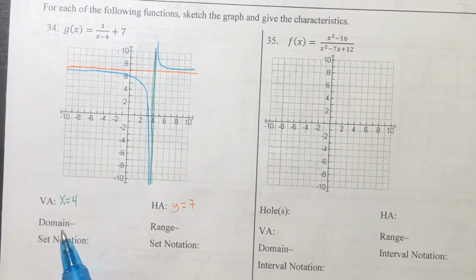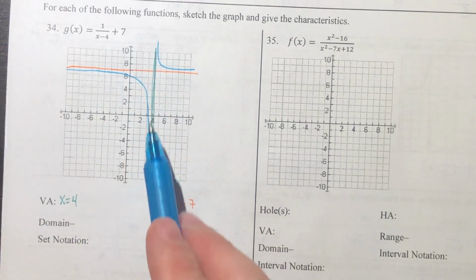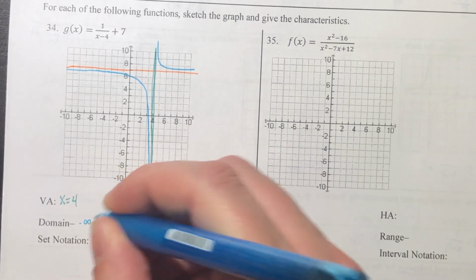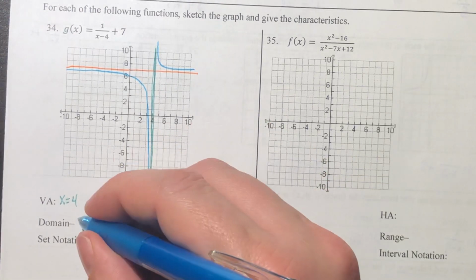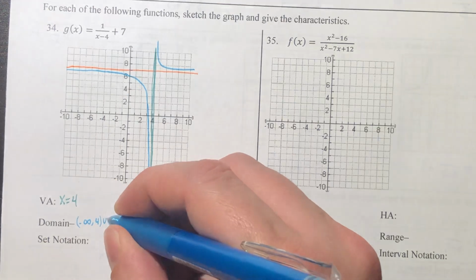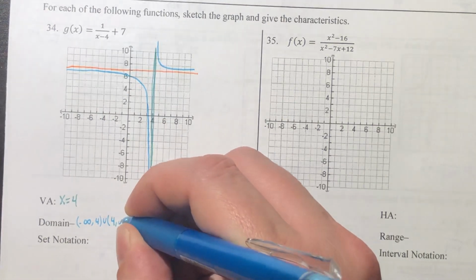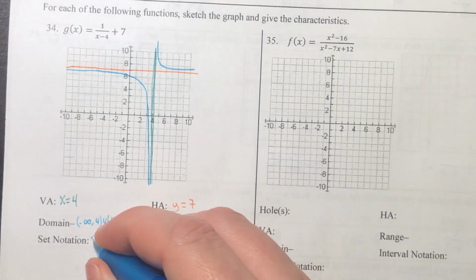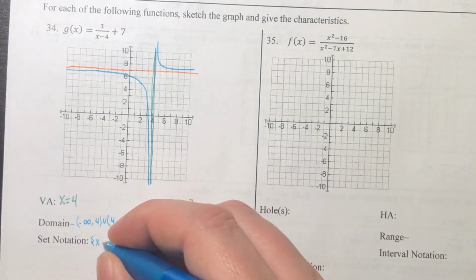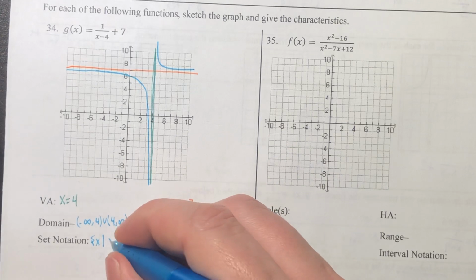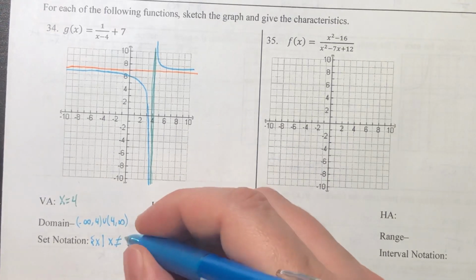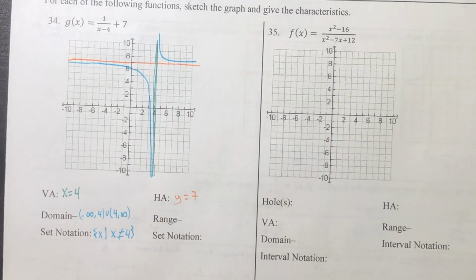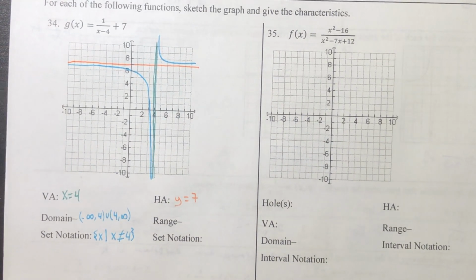Your domain does not include that vertical asymptote. So it's going to be -infinity to 4 and 4 to infinity. In set notation, that is x such that, I'm just saying what it isn't. So x such that x doesn't equal 4.